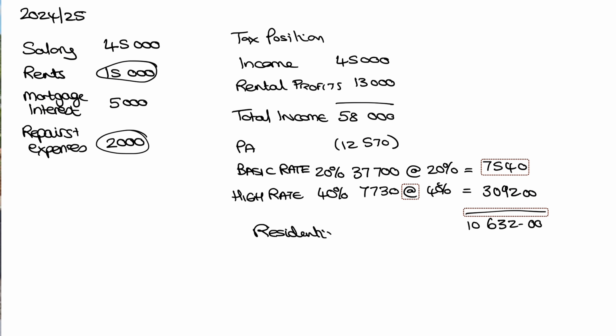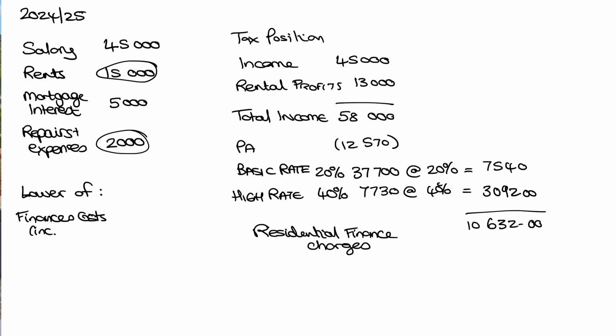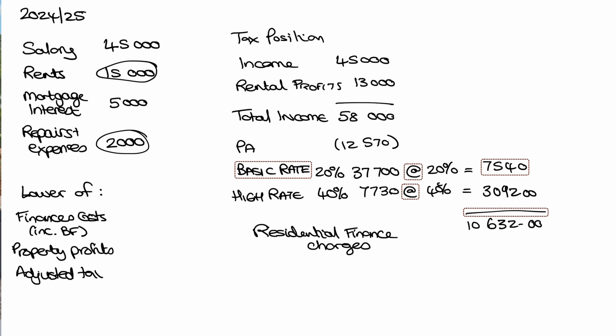However, we have got some residential finance charges that now we have some profits, now we have some tax paid, we can actually look at using. So we now need to look at the lower of three numbers, which is our finance costs, which is going to include our brought forward figures, our property profits, and our adjusted total profits.